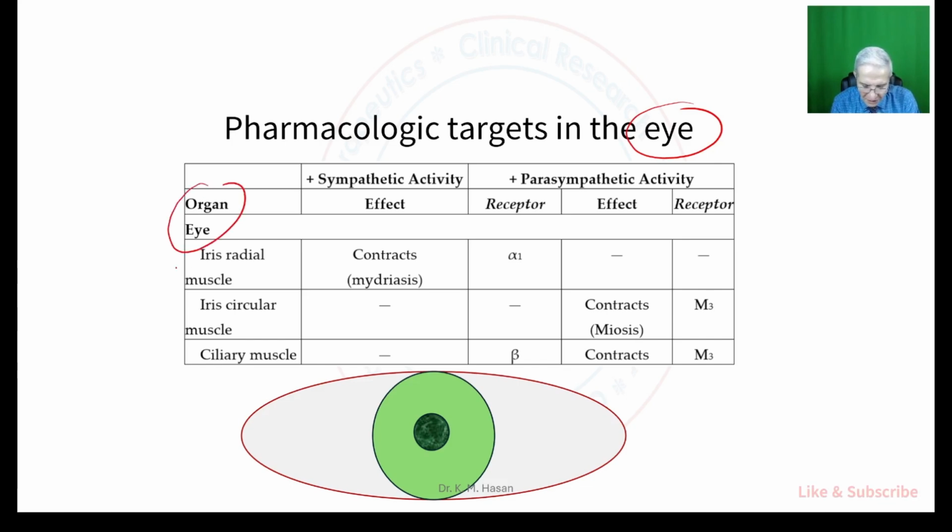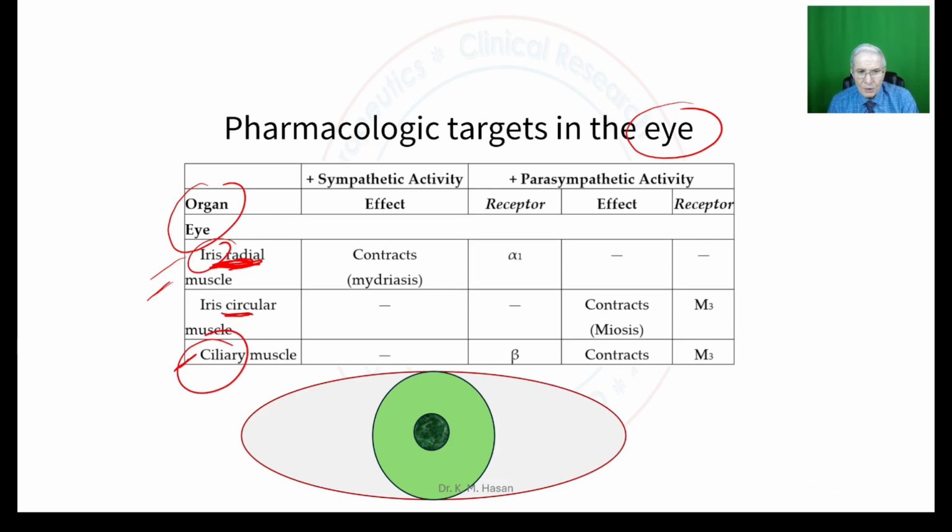As you can see, in the eye we have the iris, radius. We have iris muscles, radial muscles. So we need to remember we have radial muscle, we have circular muscles in the eye, then we have ciliary muscles. So we have the iris muscles, we have ciliary muscles. So we need to remember what we have there.